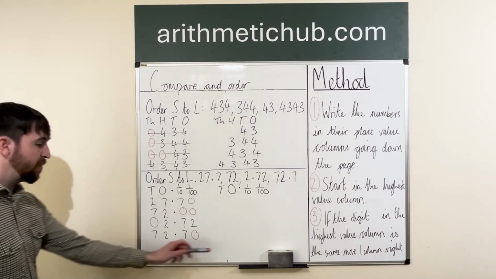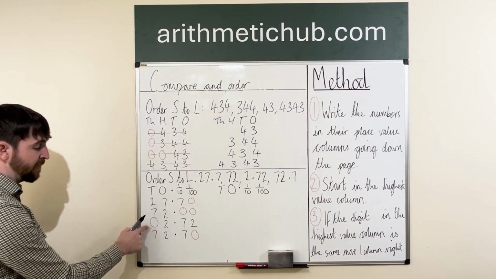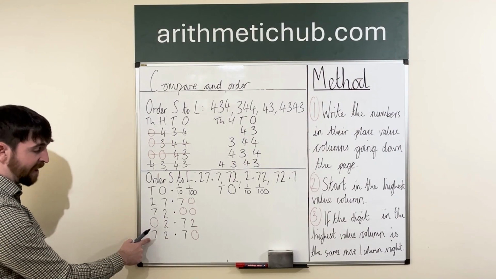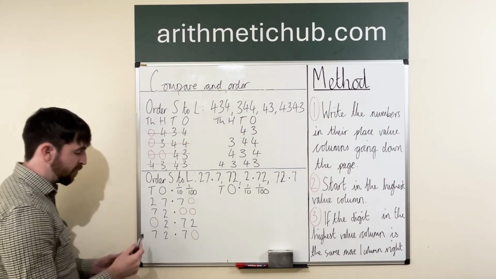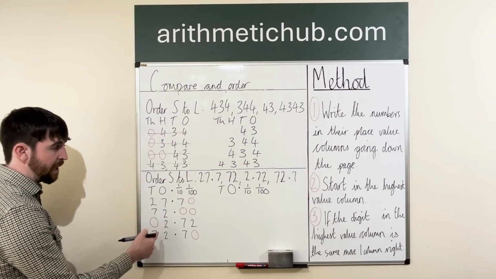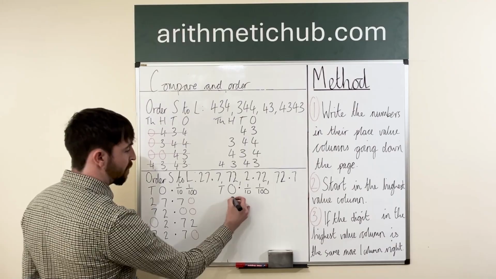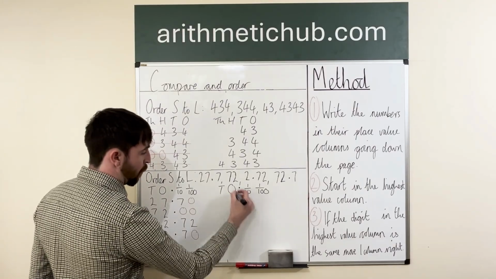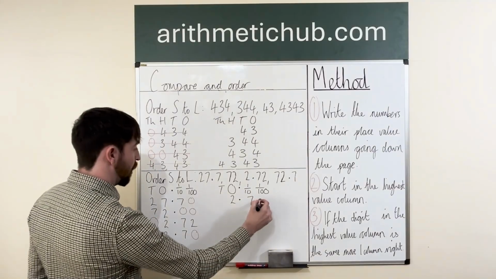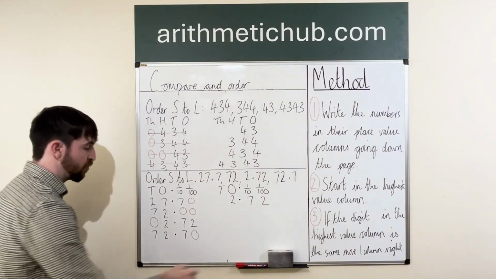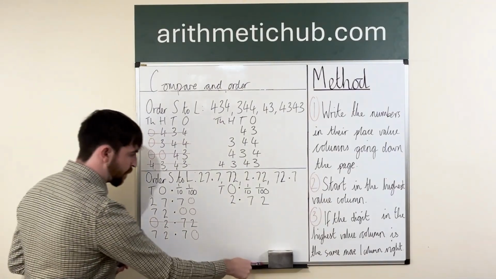So to start with, we start in our highest value column, don't we? Here we've got 2 tens, 7 tens, 0 tens, and 7 tens. So straight away, the smallest number is the easiest one to find because one of these has 0 in the tens column. So the smallest number is 2.72. So I'm going to write this in over here. 2 in the ones, decimal point lined up, 7 tenths and 2 hundredths. And then we cross it out and get rid of it so we don't get confused.